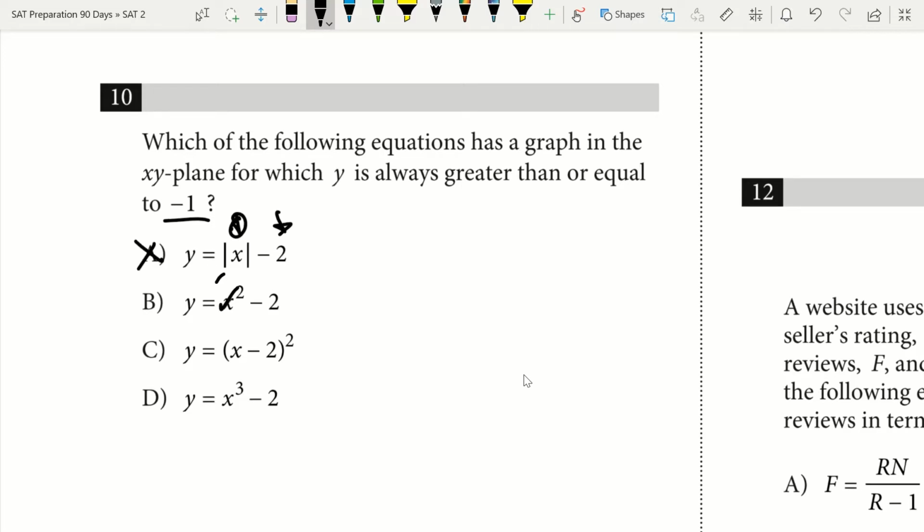Right here, this could be 0, 0 minus 2, also less than -1. Right here, it's some value squared. Any value squared has to be positive, or at minimum 0, can't be less than 0, so the answer is going to have to be C.